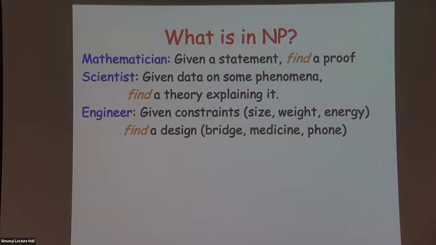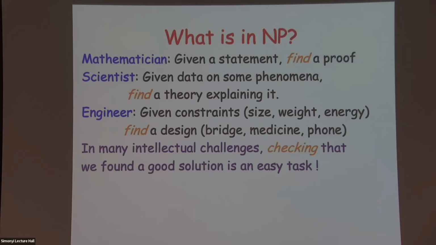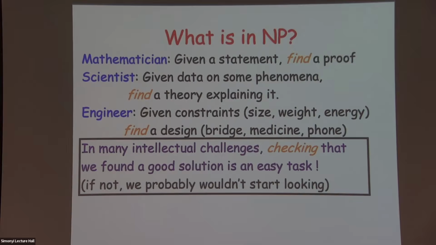But there is a property they have that is clear for all, namely, in all these problems, checking that we found the solution we were looking for is easy. If somebody handed us a design or a proof or a theory, we could check. We could referee it and accept or reject, or for a journal. So this property, that we can check whether a solution is good, I claim is shared by almost anything humans try to do. And these are NP. If we didn't have a criterion to check that we found what we wanted, we probably wouldn't be looking.